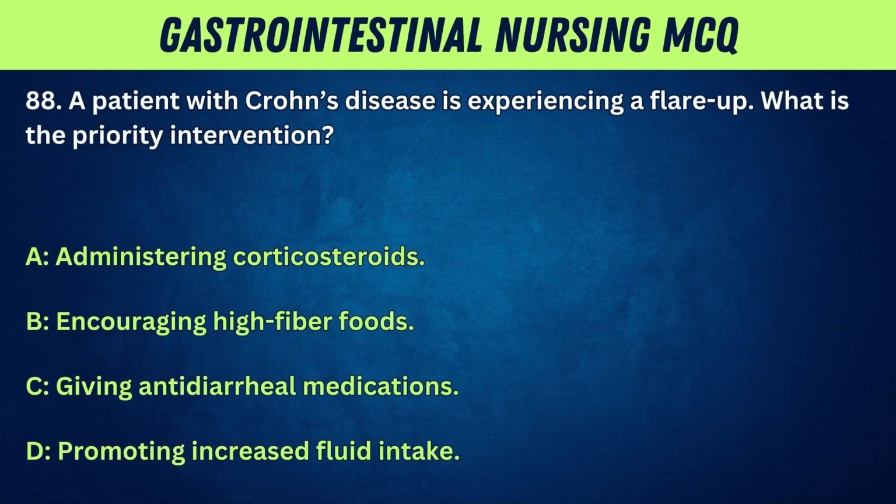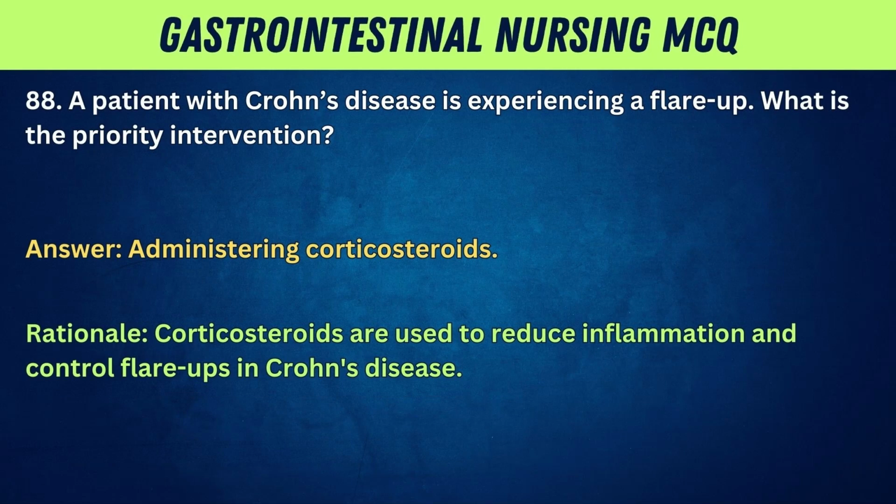88. A patient with Crohn's disease is experiencing a flare-up. What is the priority intervention? A. Administering corticosteroids. B. Encouraging high-fiber foods. C. Giving antidiarrheal medications. D. Promoting increased fluid intake. Answer: Administering corticosteroids. Rationale: Corticosteroids are used to reduce inflammation and control flare-ups in Crohn's disease.